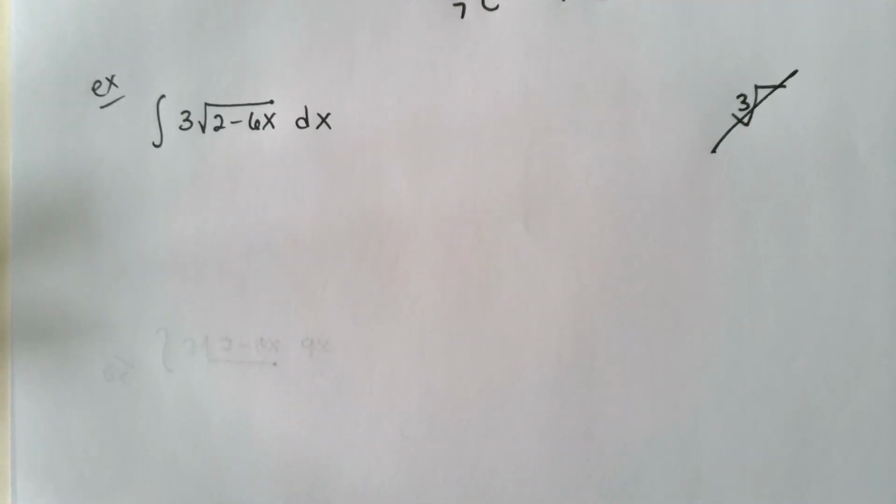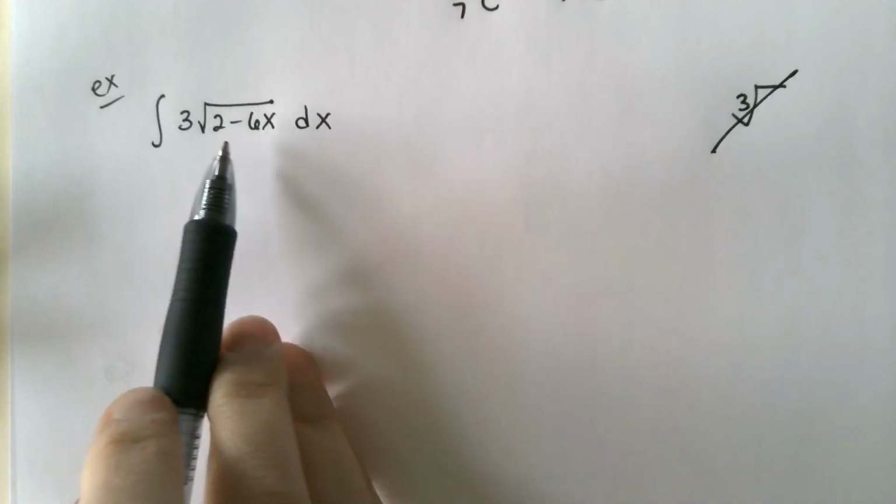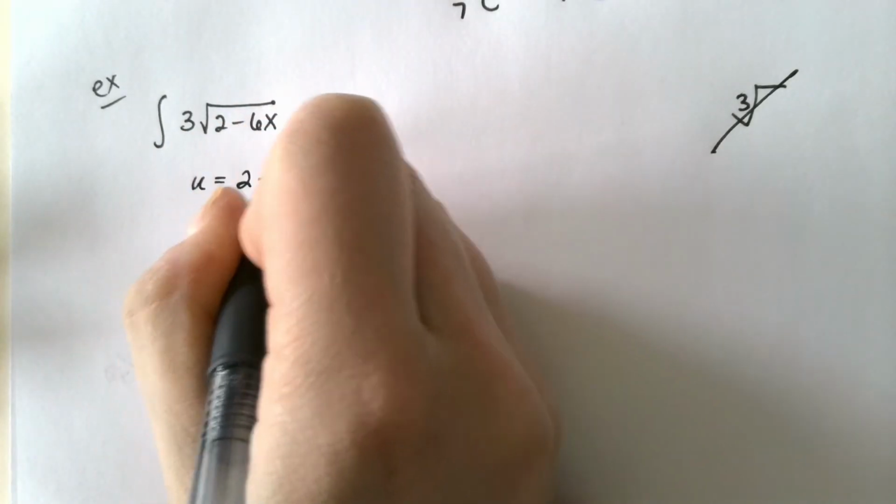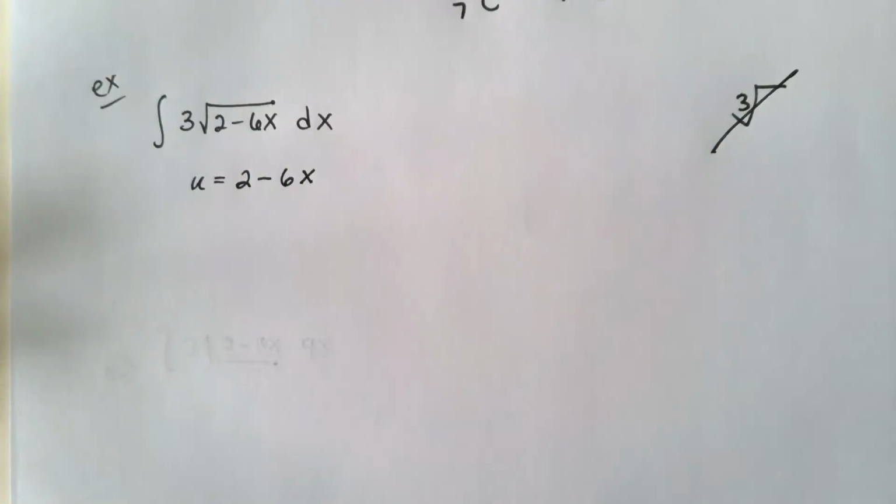that is causing trouble, right? If this was just 3 times the square root of your variable, you'd be good. So that tells us that substituting u equals 2 minus 6x would probably be the right call. So that's what I'm going to try and see if it works out.